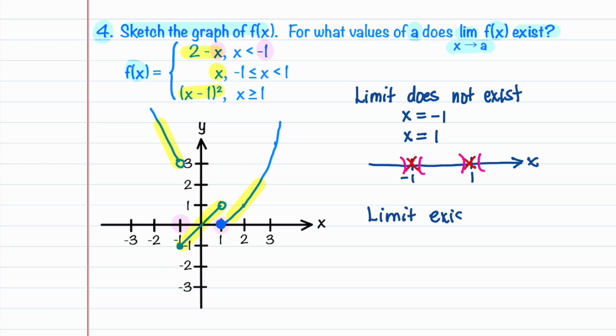So we can say that our limit exists for -infinity to -1. We're using interval notation, union -1 to 1, union 1 to infinity. So that's our answer.